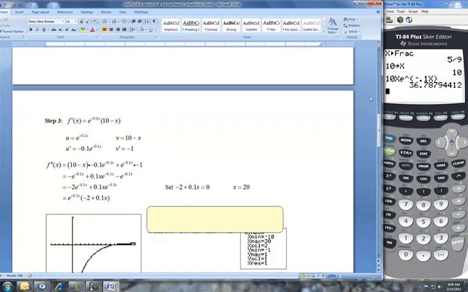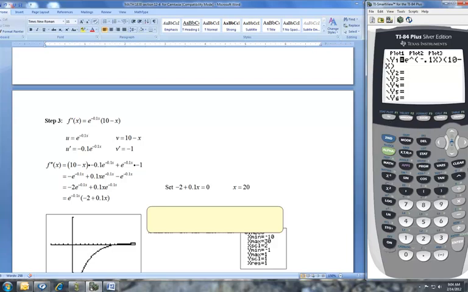So this is my second derivative, so let's go graph it. Clear out that one. Guess I could have kept some of it. So second ln negative 0.1x, close that for my exponent, negative 2 plus 0.1x. Let's go graph.